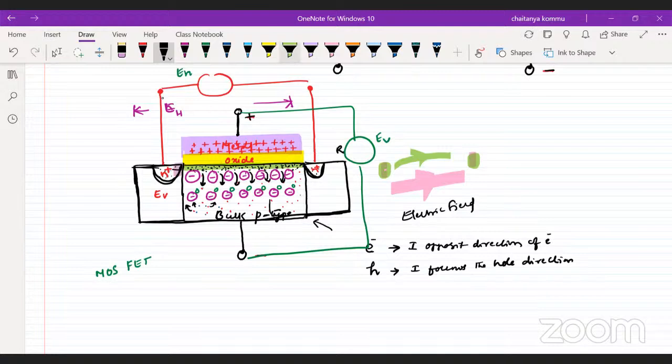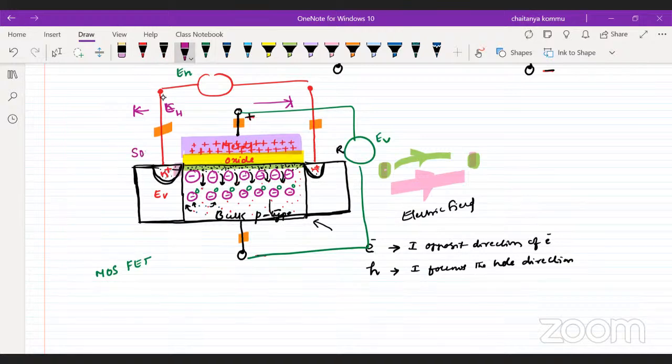Okay, so how many terminals can we see here now? Any guess? As you can see here, one is this terminal, second terminal, third terminal, and we have a fourth terminal. Okay, therefore MOSFET is a 4-terminal device. MOSFET is a 4-terminal device.